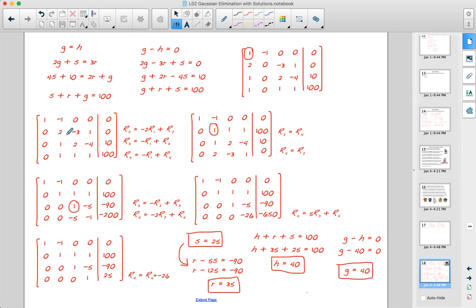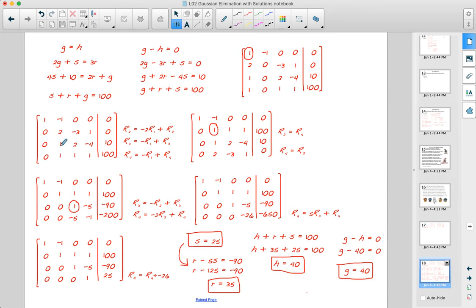This would be the next pivot lining up. I'd need this to become a 1. But if I make this a 1 by dividing by 2, I will now have to work with fractions. I would prefer not to work with fractions. So maybe I'm going to do a swap.